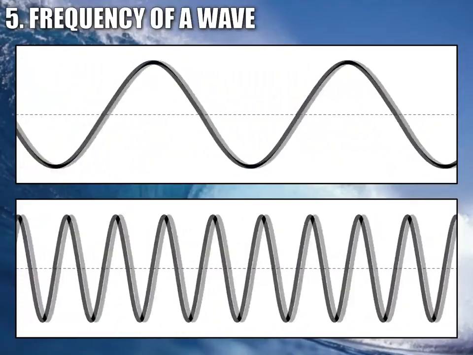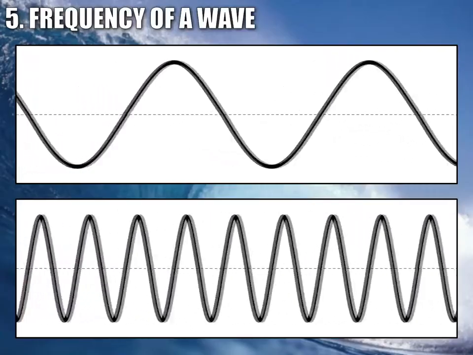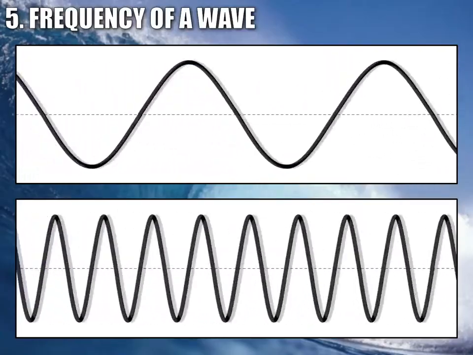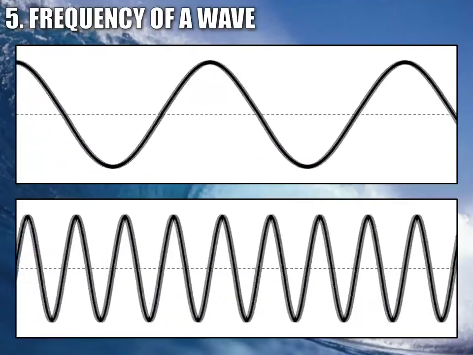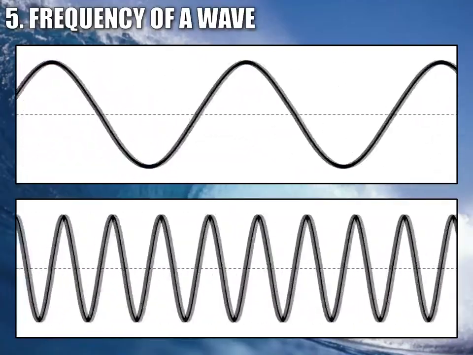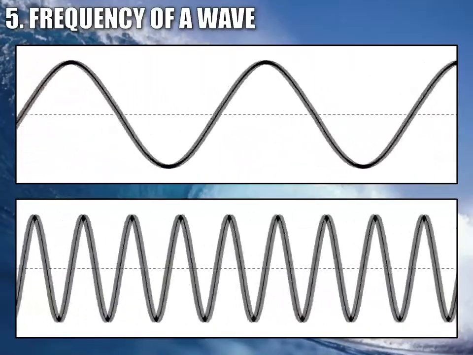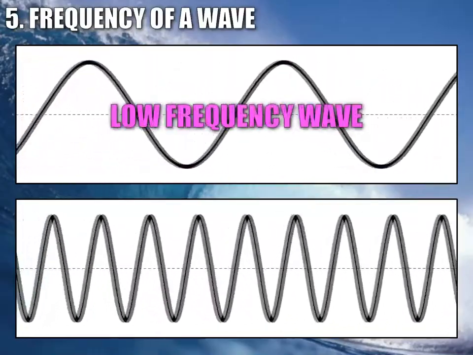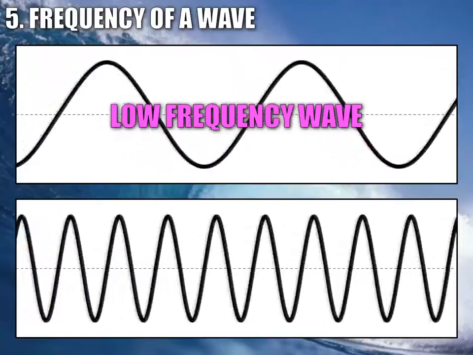Now let's look at the bottom wave and do the same thing. So we'll count every time it reaches the maximum extent on the top. We'll count each one of those. So here we go. 1, 2, 3, 4, 5. Much, much, much faster. So we see that the top wave has a low frequency, whereas the bottom wave has a high frequency.